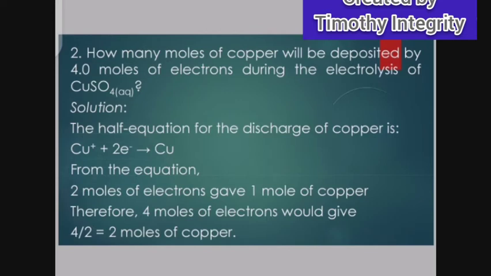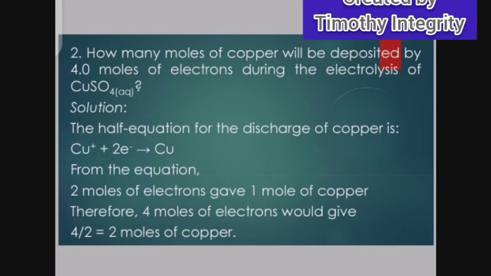How many moles of copper will be deposited by 4.0 moles of electrons during the electrolysis of aqueous copper(II) tetraoxosulfate(VI)? Now in the solution there, the first thing we need to do is to write the equation for the discharge of copper(II) ions. So we have copper(II) ions there, and we have that from the equation 2 moles of electrons gave 1 mole of copper. Therefore, 4 moles of electrons will give 4 over 2 moles of copper, which is 2 moles of copper.